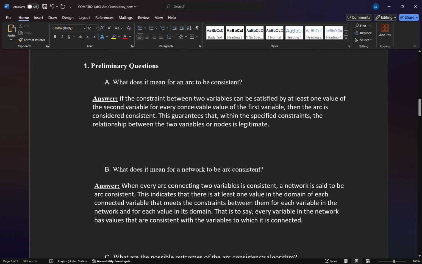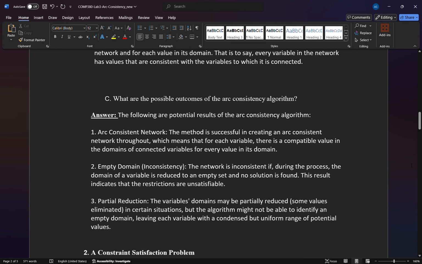Coming upon the second question, that is, what does it mean for a network to be consistent? It means a network is arc consistent when every arc connecting two variables is consistent, meaning that there is at least one value in each variable's domain that satisfies the constraints between them.